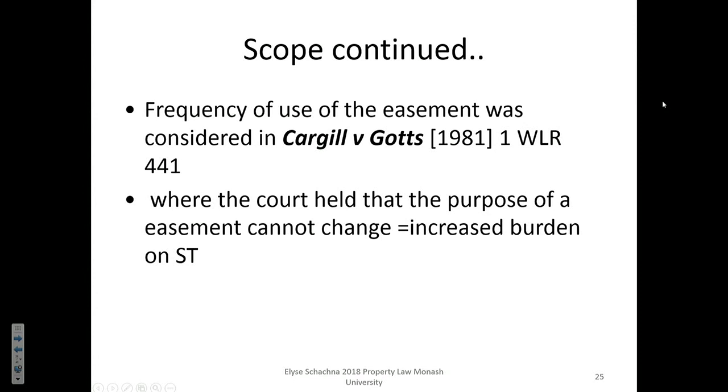And it was held that Cargill was entitled to a declaration that he had an easement at common law to draw water from the pond, and an injunction stopping Gotts from interfering with that right was granted, plus £50 for damages, remembering this is in 1977, for interference with this right.